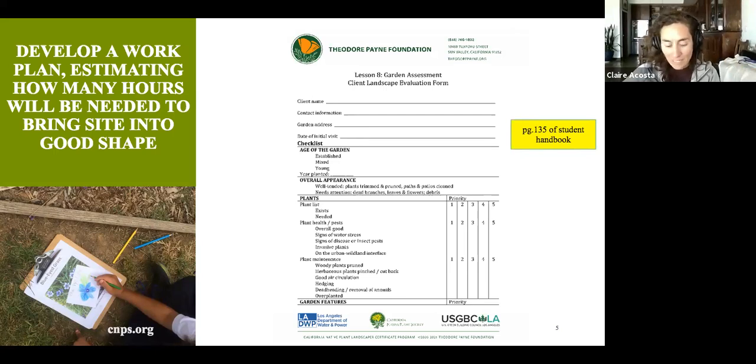If you go to page 135 in your student handbook, I put this here as a reminder to talk about the garden assessment form that's in your student workbook, and we're going to walk through it. It is just a really basic one. I'm not saying this is the only one to use. It's just a very basic guideline for doing a garden assessment. Use this if you want, or add to it. I definitely think there are some extra considerations I would add.